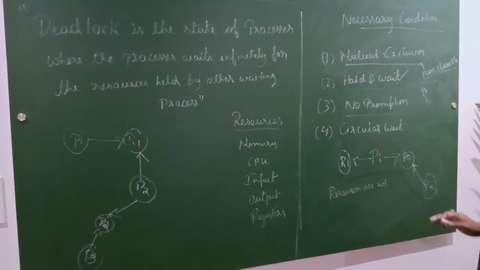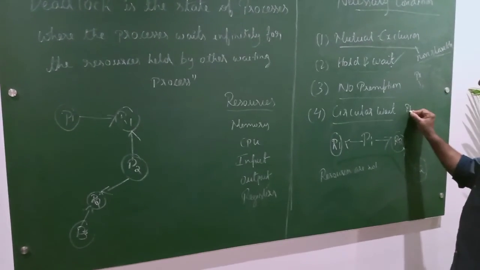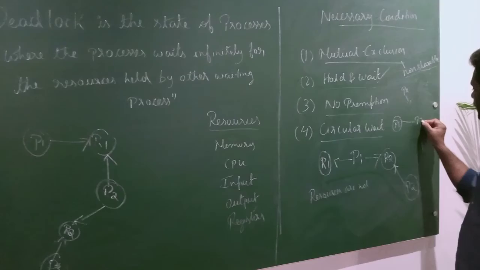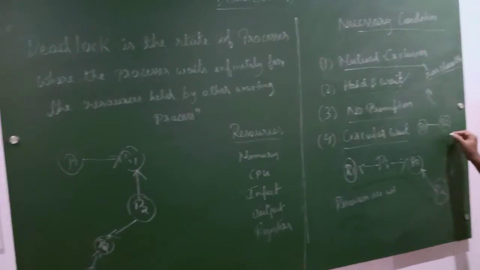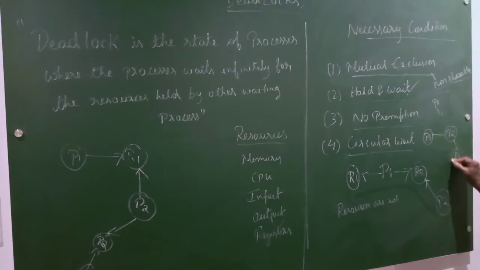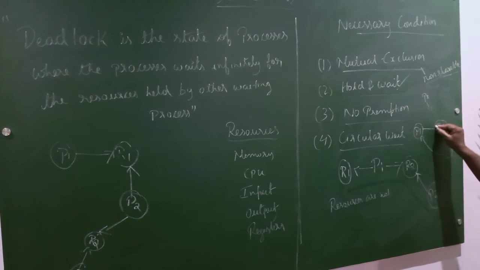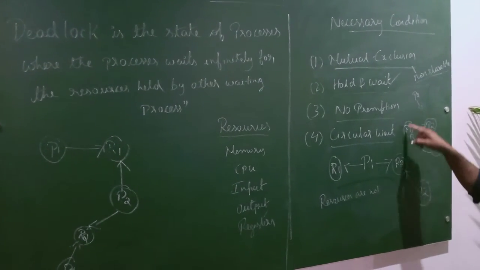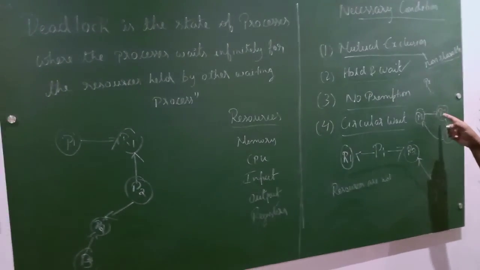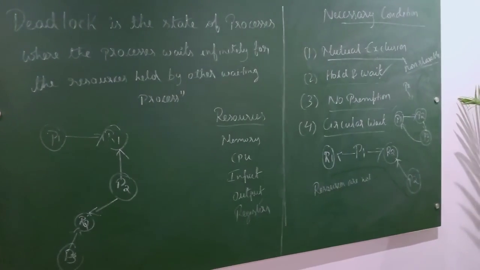Hope you are getting that. And the last one is circular wait. Simple thing: the P1 process is waiting for resources held by the P2 process, and the P2 process is waiting for resources held by the P3 process, and the P3 process is waiting for resources held by the P1 process. Whenever there is a circular path between processes, each process waiting for a resource held by some other process, deadlock will occur.